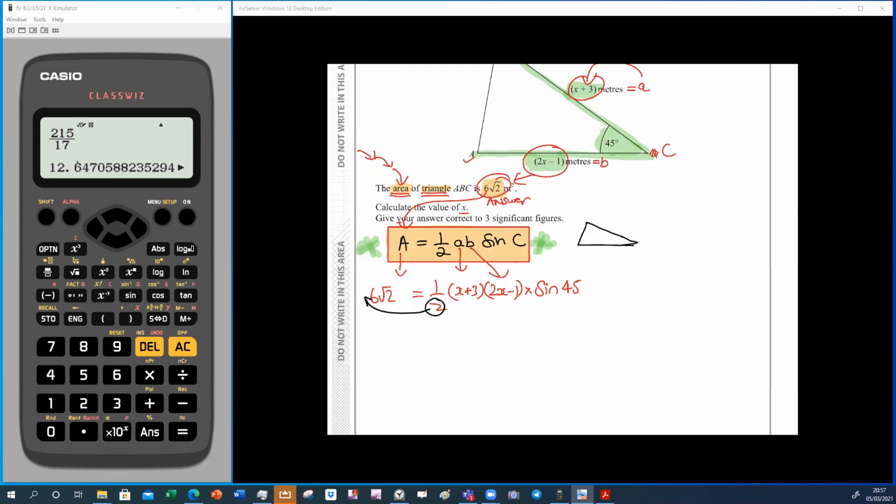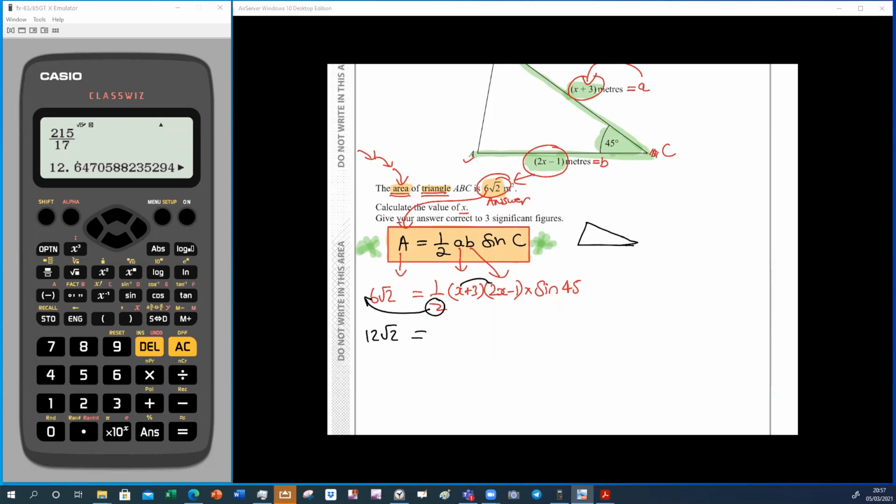Okay, so the 2 is going to go up where? To the top. So we're going to have now 12 root 2 equals (x plus 3) times (2x minus 1). Okay, now let's multiply them out rather than keep writing them out again. So what's x plus 3? Now multiply this double brackets for me, please.